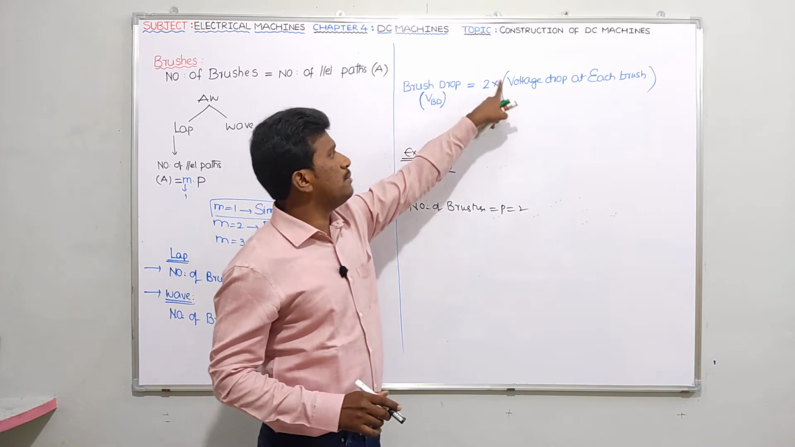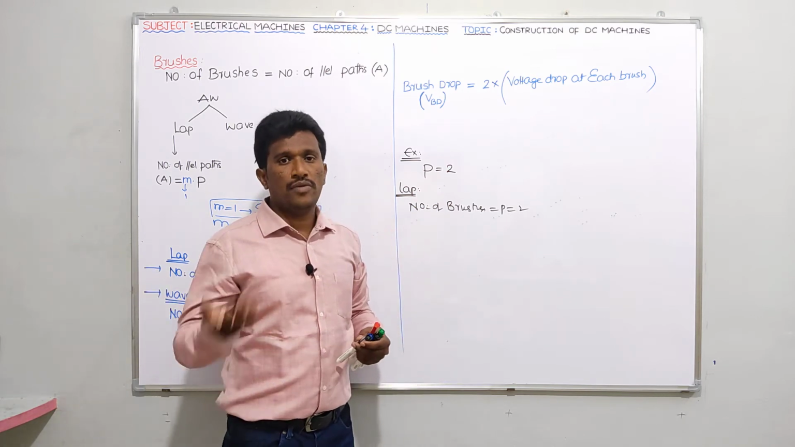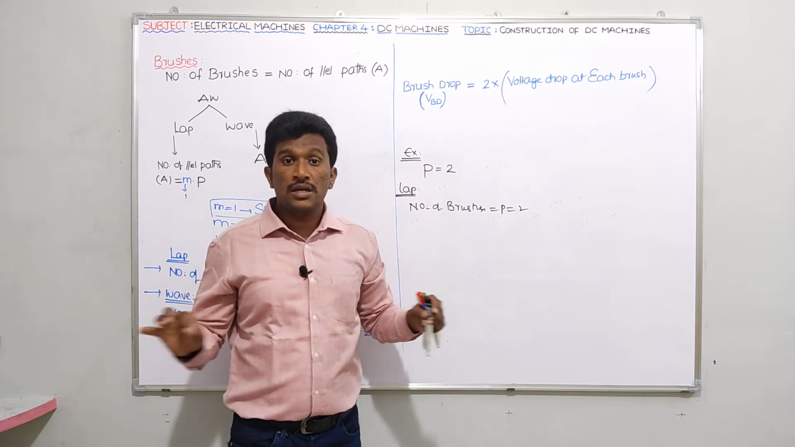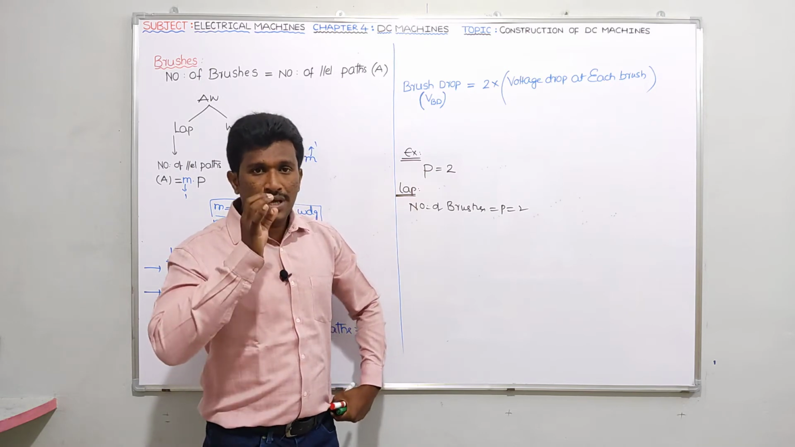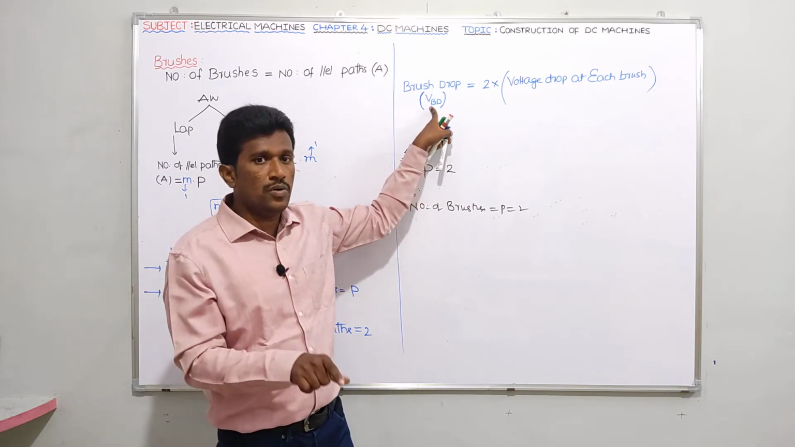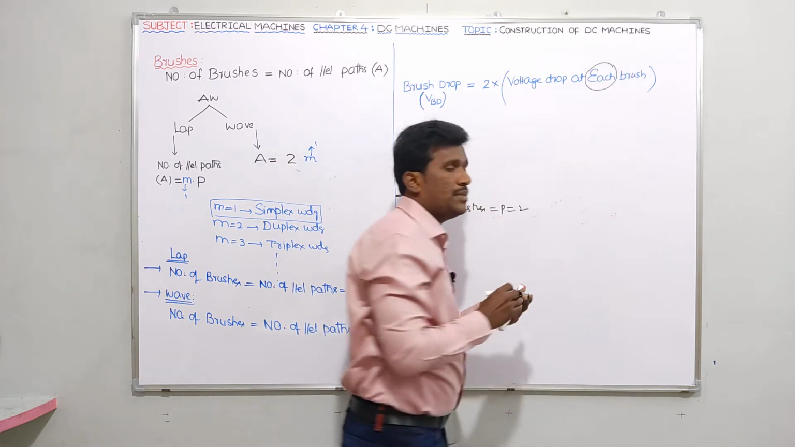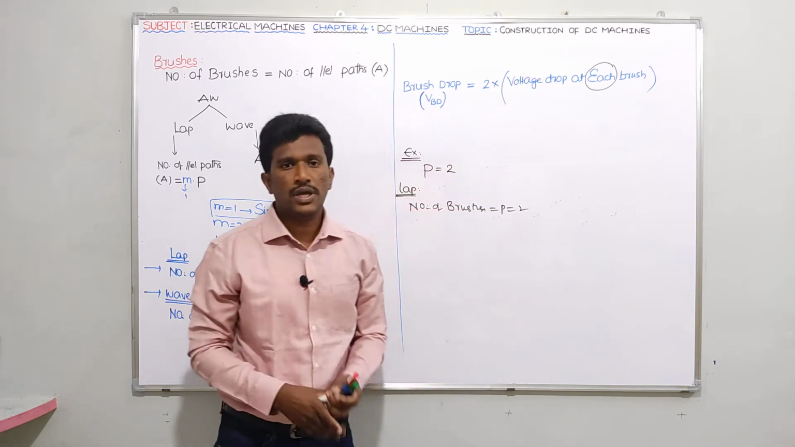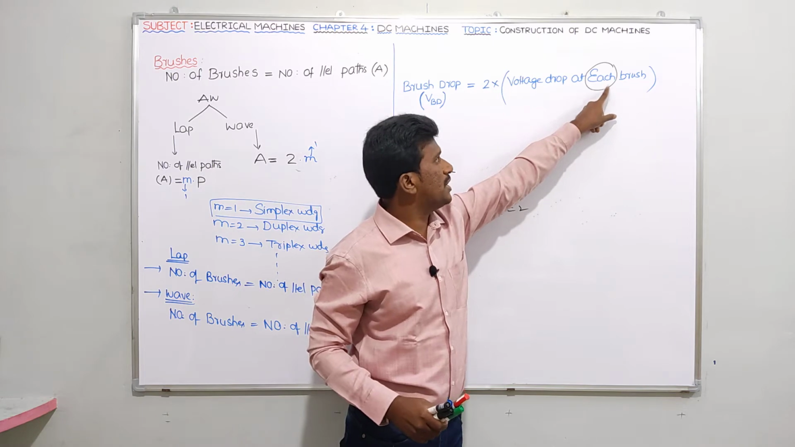So brush drop equals 2 times the voltage drop at each brush. This relation is valid irrespective of the type of winding, whether lap winding or wave winding, and irrespective of the number of parallel paths, irrespective of the number of brushes. In examination, if they give you a brush drop of this much voltage, you should take brush drop as that much voltage only. But if they give you the voltage drop at each brush, each term is very important, then you should take VBD equal to 2 into the given value. If they have simply given the brush drop voltage, then that is VBD itself. If they mention each brush, then you should multiply with 2.